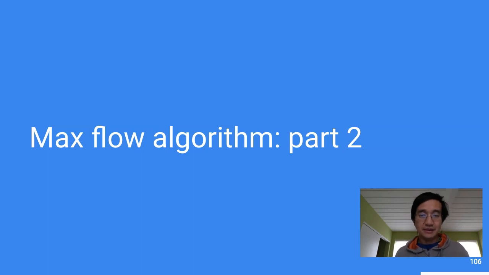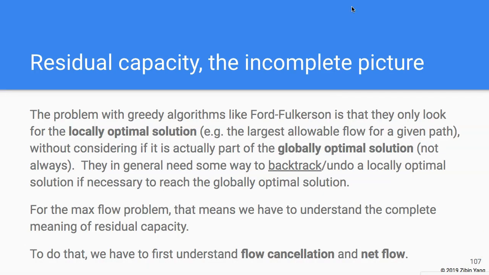Hi, so we are going to take a second pass over the max flow algorithm, and this time we're going to get it right. Previously we saw that our first version of the max flow algorithm has a little problem, right? And the problem with a greedy algorithm like the one we just looked at is that it only looks for a locally optimal solution, right?